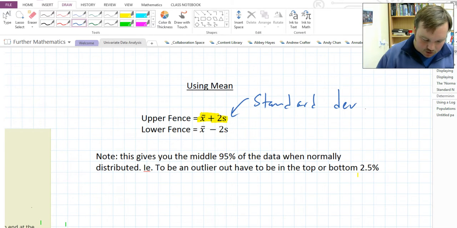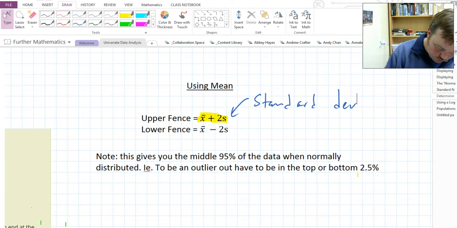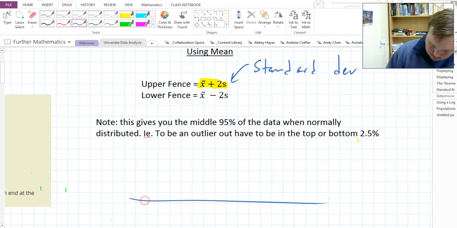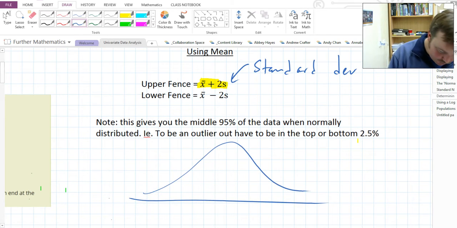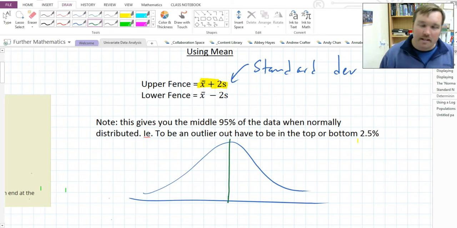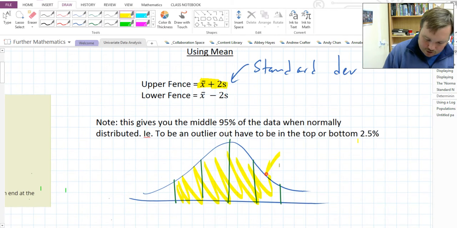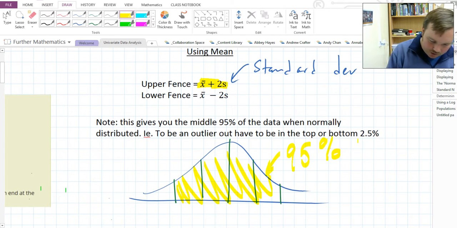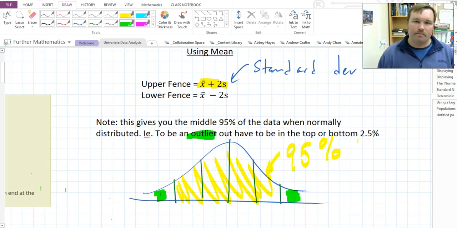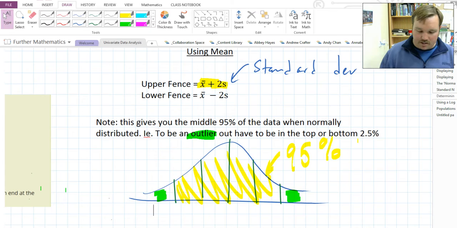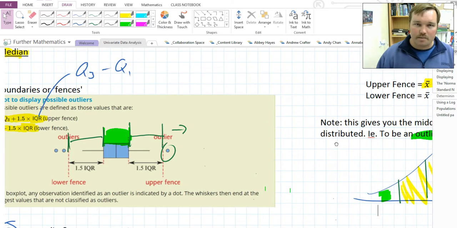Note, if you remember what this looks like normally distributed, there's our mean, 2 standard deviations out, and 2 standard deviations out will give us the central 95% of data. Meaning that in order to be an outlier, you would have to be in either the top 2.5% or the bottom 2.5%. Right. So, same concept with fences in terms of determining outliers or not, just whether we use the mean or the median. The median one is more common.